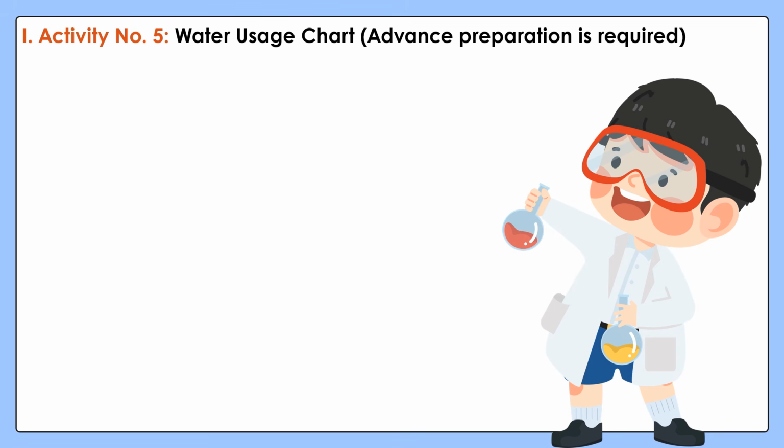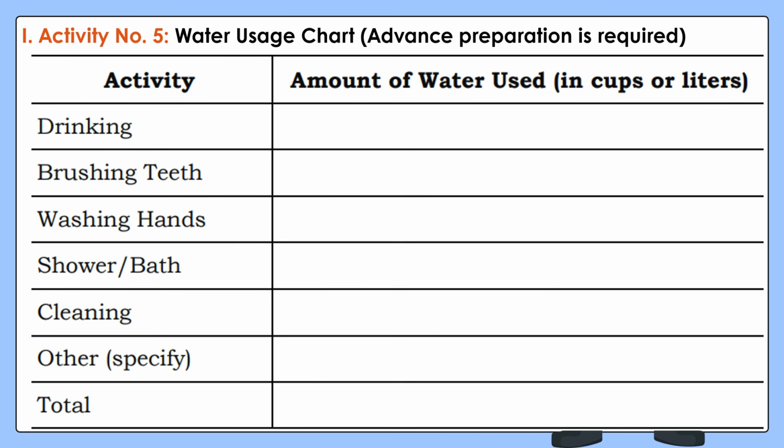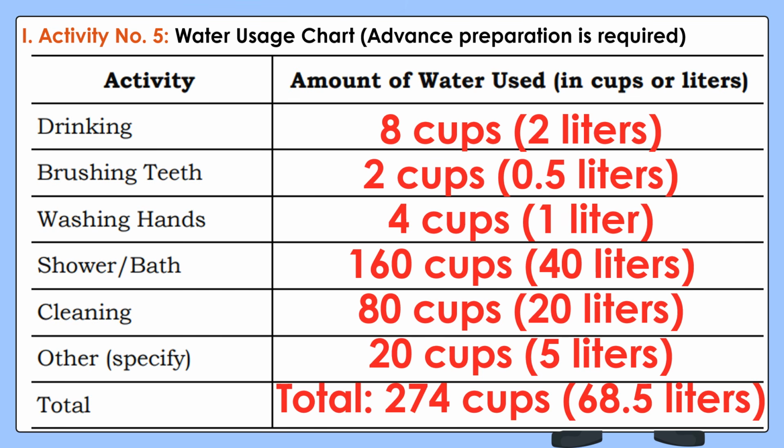Let's try to answer. This is just an example answer. Activity, and then amount of water used in cups or in liters. Drinking, 8 cups or 2 liters. Brushing teeth, 2 cups or 0.05 liters. Washing hands, 4 cups or 1 liter.